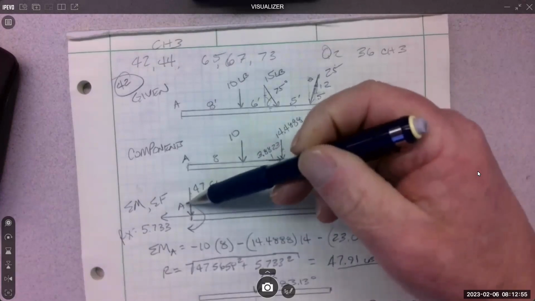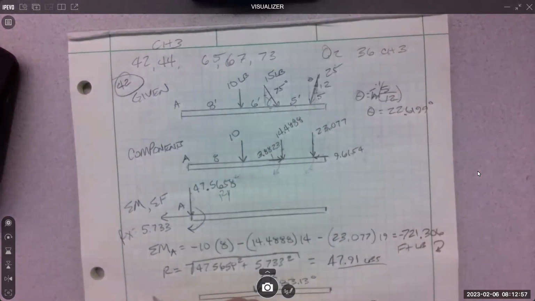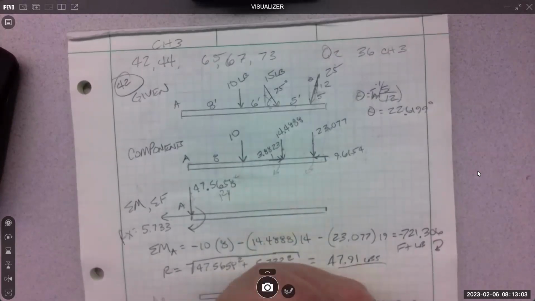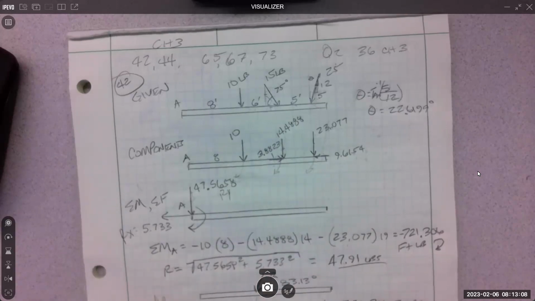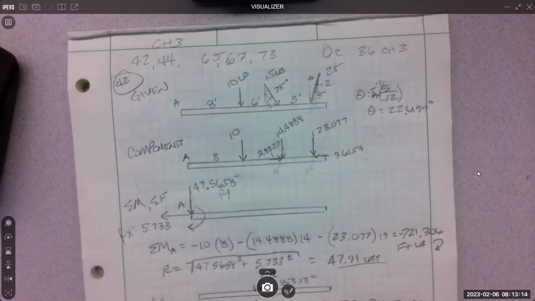So I just use tangent, right? Because I have this coming down and then this going over, and then R closes it. So I did the tangent of the Y over the X to give me this angle to horizontal. And then you need to know where it's at.